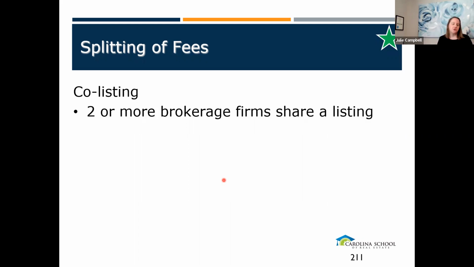Another time I've seen two firms come together and co-list is a high-end luxury property. Like think $10 million plus. I don't know about you, but I'm okay with sharing my commission on a $10 million listing. Anybody else with me? Yeah, absolutely. But it's all about exposure. Again, it's all up to the firm's agreements. Questions on splitting a fee? Bottom line, it all comes down to the firm's policy.